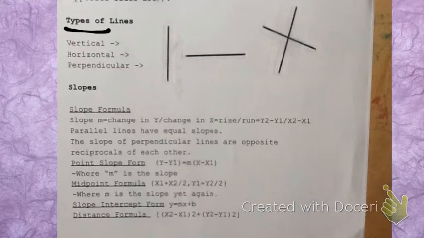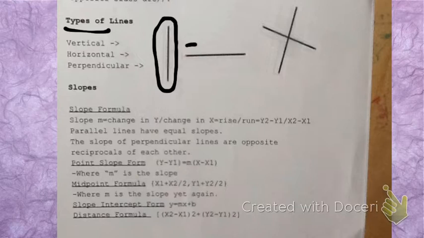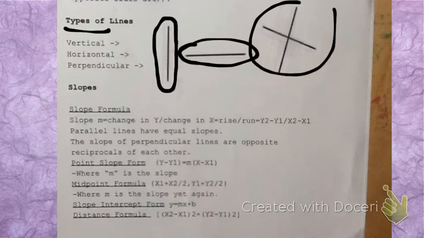And now we go on to types of lines. This line right here is a vertical line. This one is a horizontal, and these 2 lines are perpendicular. Now on to slopes. Slope form. M equals change in y divided by change in x, which equals rise over run, which equals y2 minus y1 divided by x2 minus x1. Parallel lines have equal slopes. The slopes of perpendicular lines are opposite reciprocals of each other.